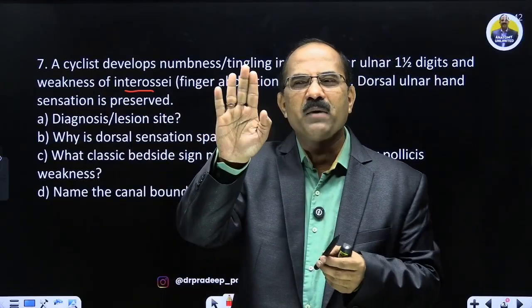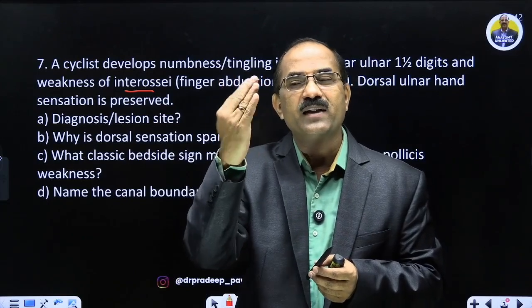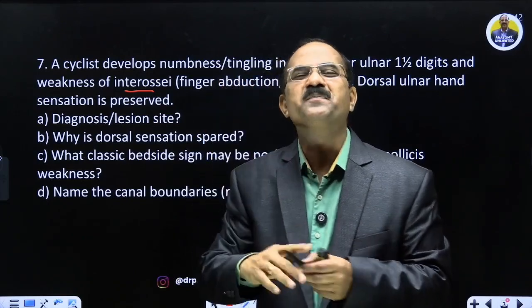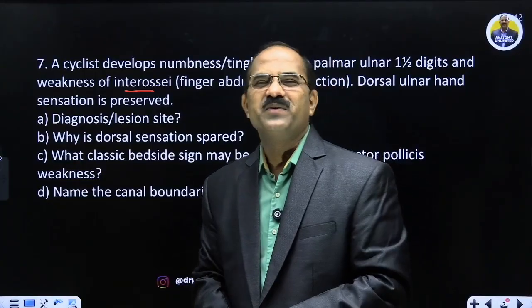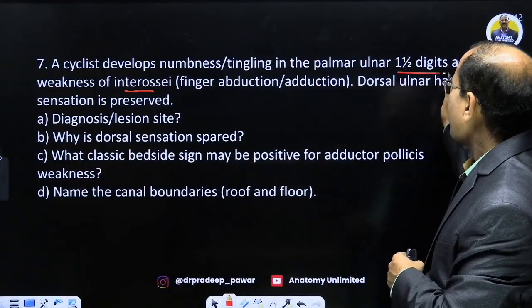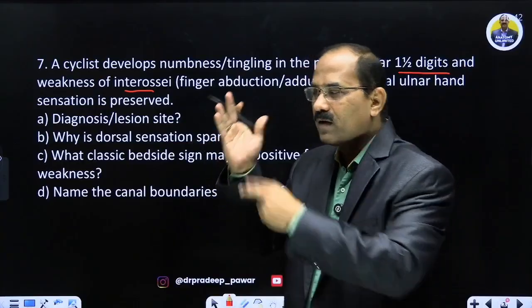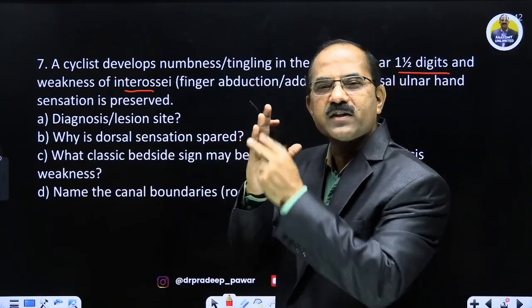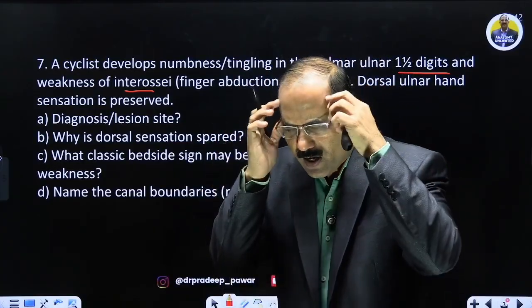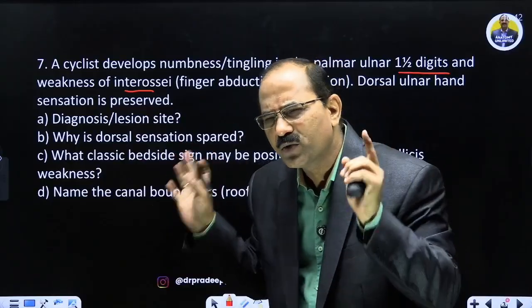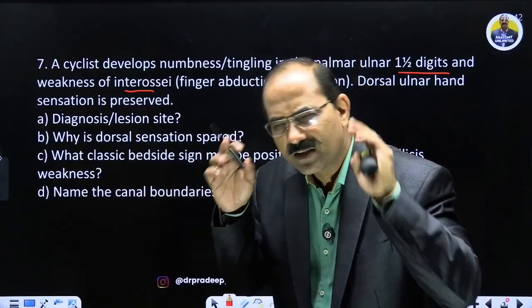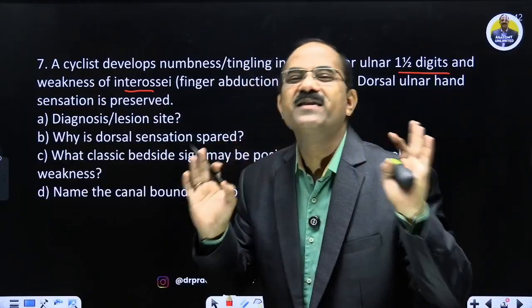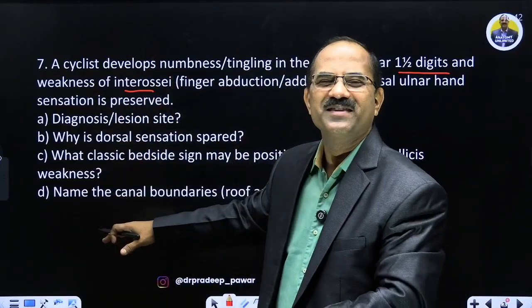The palmar interossei, which do adduction, and the dorsal interossei, which do abduction, who supplies them? Ulnar nerve, right? Plus the palmar 1.5 digits, the ulnar aspect of 1.5 digits, who supplies this? Ulnar nerve. So I know there's something to do with the ulnar nerve. This question is based on the ulnar nerve. This is how you have to analyze before seeing the sub questions.